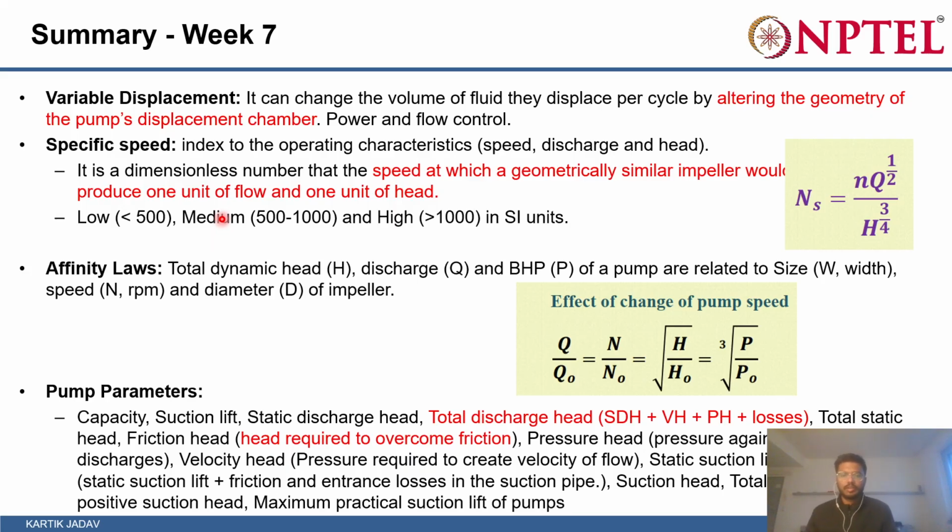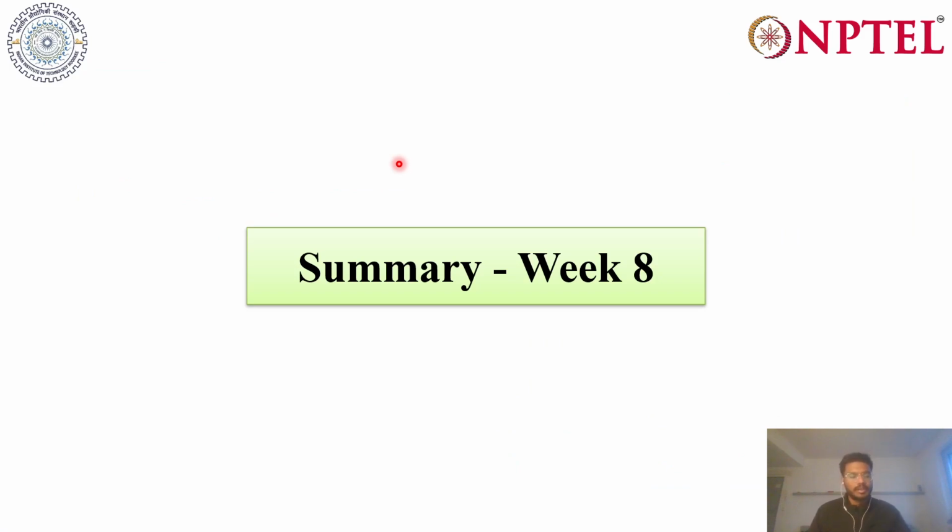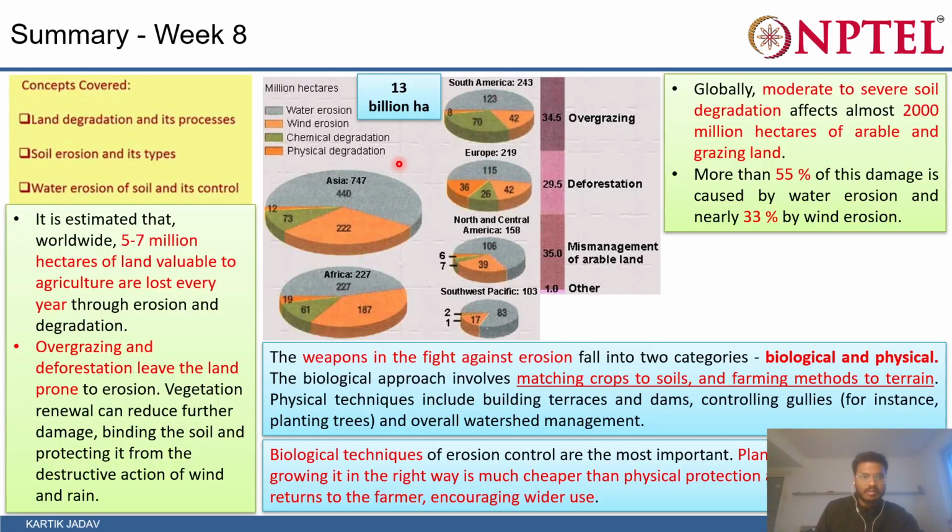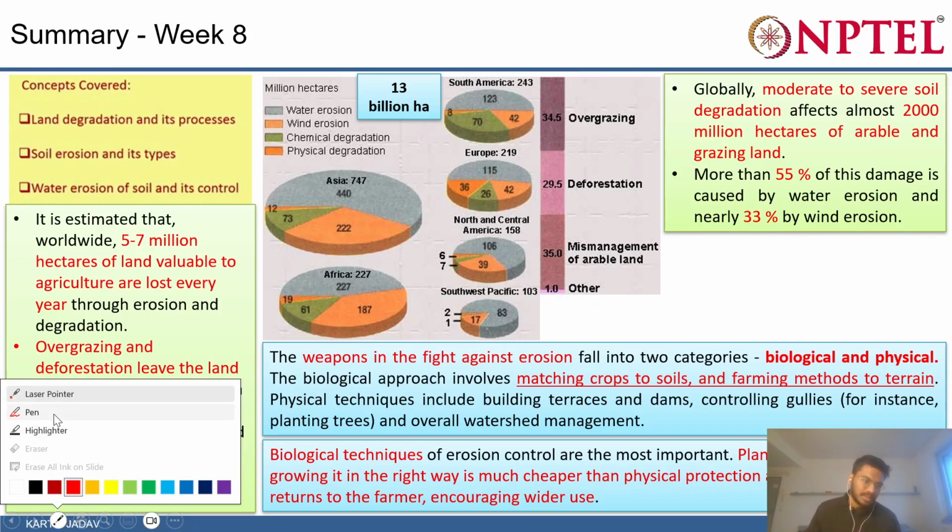questions on related concepts. Now we are in week number 8. In week number 8, we have basically started with the problems in agricultural soil, right? In general, we started with land degradation, its processes, soil erosion and its types, then water erosion and its control. So why are we learning all this? Because our lecture title, or this week's focus, is on agricultural drainage, right?